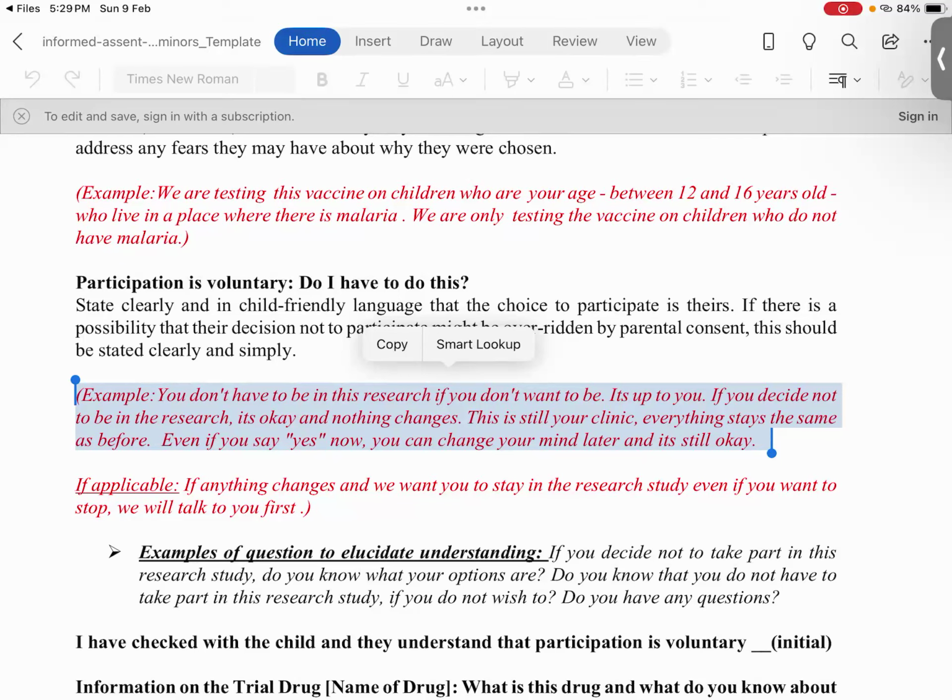If you decide not to be part of the research, it's okay, nothing changes. The clinic will still help you the same way as before. Even if you say yes now, you can change your mind later, and it will still be okay, right? So you are giving them confidence about the future as well, that if their mind changes in future, it's totally fine.